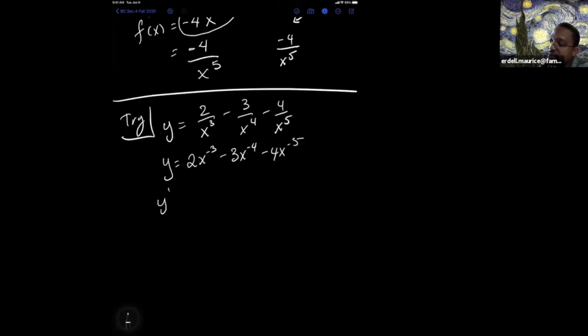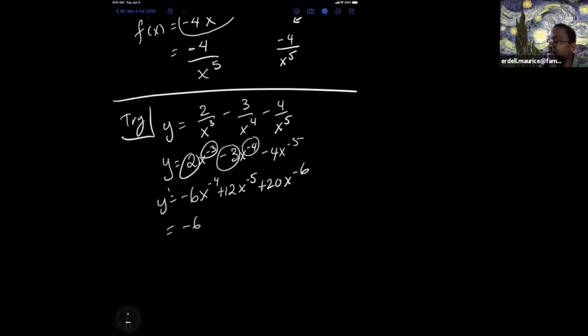Then I go y prime. 2 times negative 3 is negative 6x to the negative 4th power. Make sure that power is negative 4. Guys, subtract 1. Negative 3 times 4 is positive, because negative times negative is positive: 12x to the negative 5. Again, you always subtract 1 from the power. And again, negative 4 times 5 is plus 20x to the negative 6.